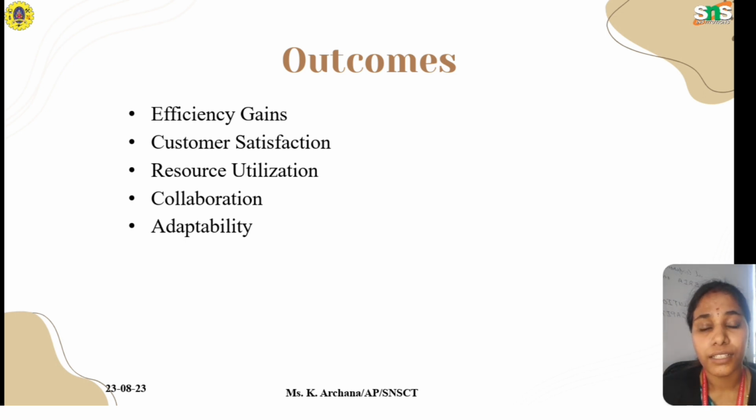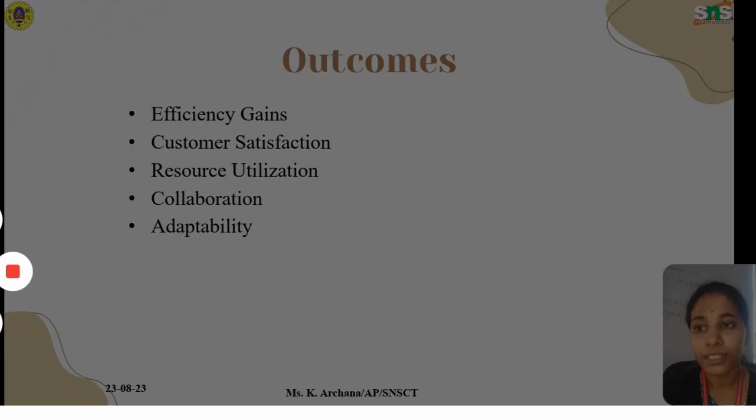Only when the customer is satisfied with our planning and organizing part will they give us the order, right? Then resource utilization, we should not waste our resources. We should always do proper resource utilization. Without proper utilization, resources cannot be allocated. Then collaboration, what are the different ways we can collaborate with other companies, etc. Then we need to know whether it's adaptable or not. Likewise, we have to see everything that is needed for it.